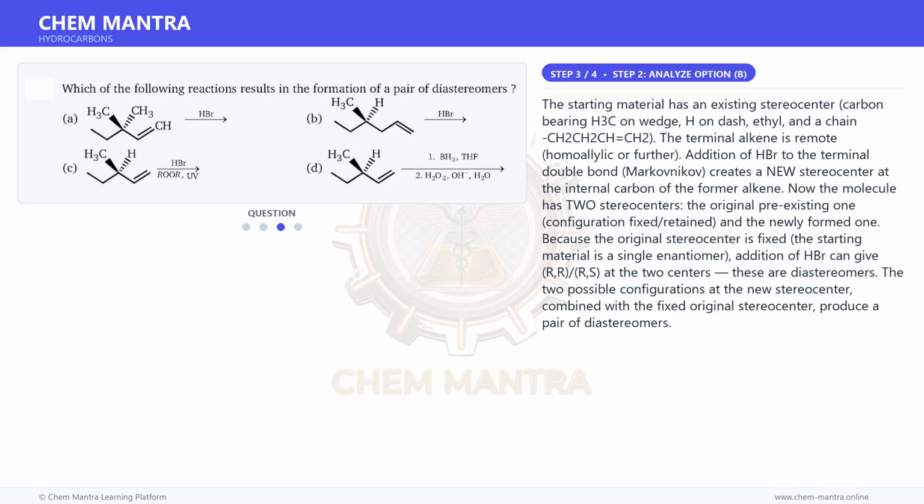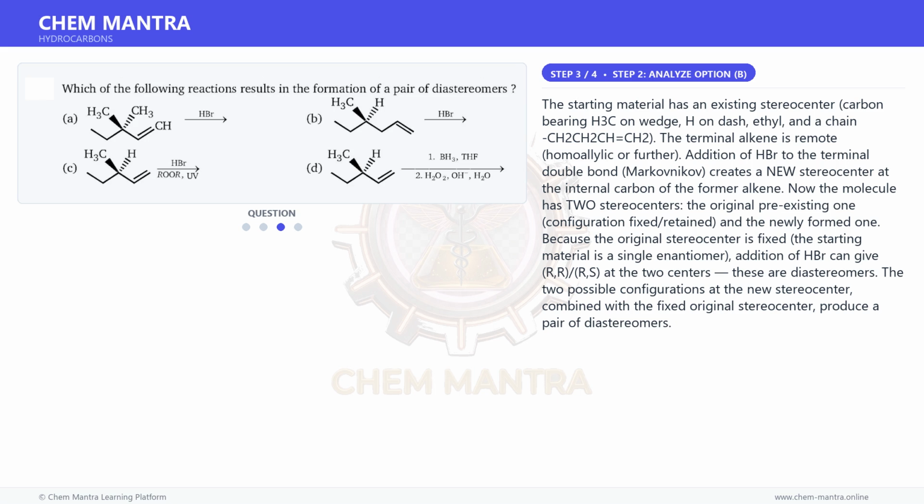Moving on to the next step. The starting material has an existing stereocenter, a carbon bearing H3C on wedge, H on dash, ethyl, and a chain CH to CH to CH=CH2. The terminal alkene is remote, homoallylic or further. Addition of HBr to the terminal double bond, Markovnikov, creates a new stereocenter at the internal carbon of the former alkene. Now the molecule has two stereocenters, the original pre-existing one, configuration fixed and retained, and the newly formed one.